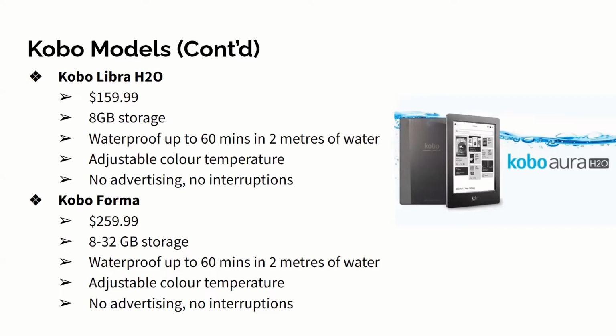And then there's the Kobo Forma, which is $259.99. It has between 8 and 32 gigabytes of storage. It's waterproof up to 60 minutes in 2 meters of water, adjustable color temperature, and no advertising or interruptions.